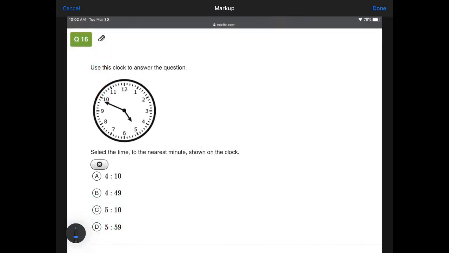The question. Remember that the smaller hand is the hour, and the longer hand tells the minutes. There are 60 minutes in an hour, so we want to count by fives for the minutes.